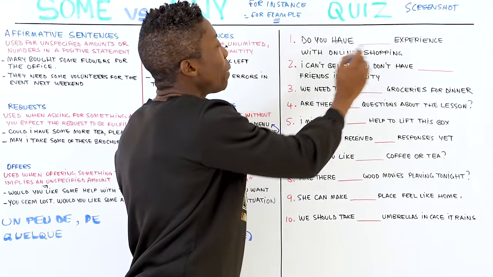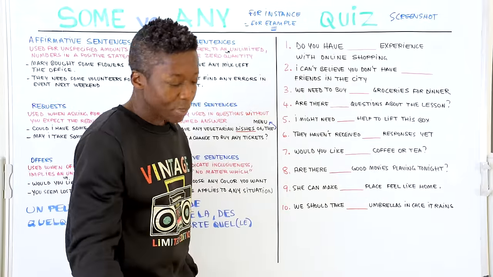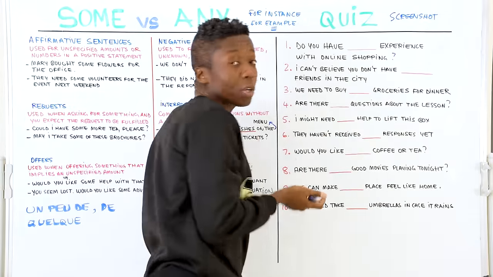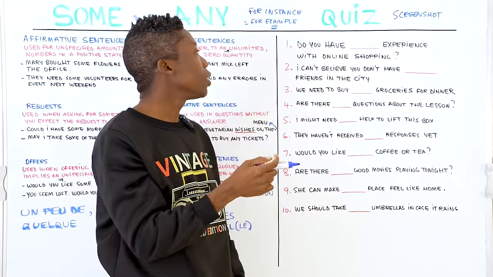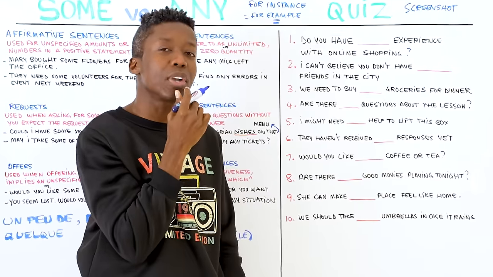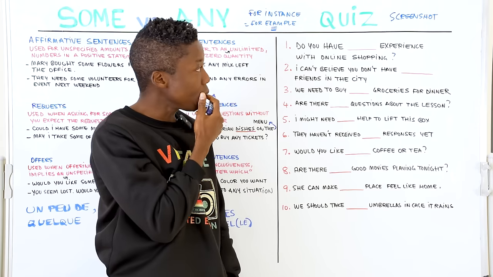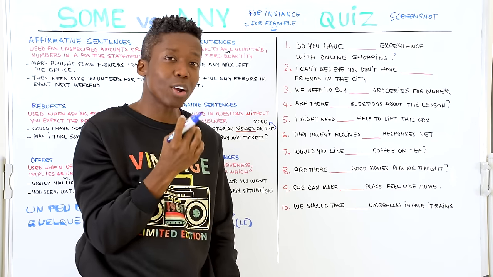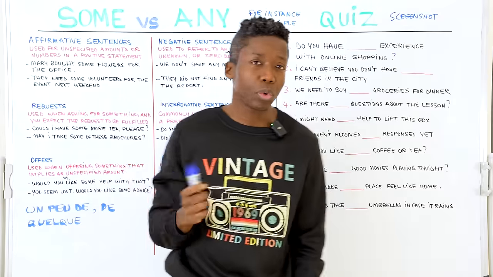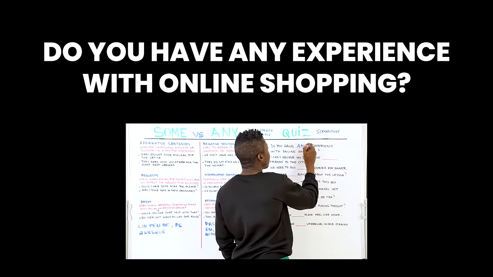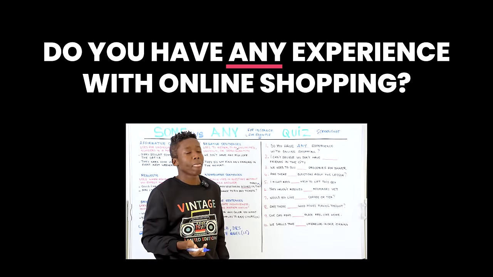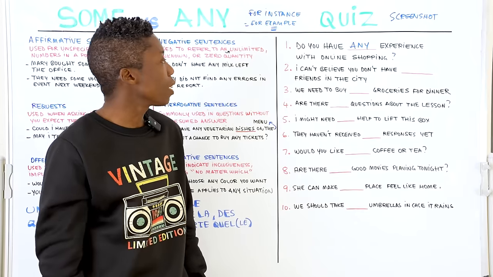do you have experience with online shopping? Ça, c'est une question. J'espère que vous savez que lorsqu'on commence une phrase avec l'auxiliaire, c'est une question, n'est-ce pas? Do you have some experience or do you have any experience? Here, we're looking for information. So here, do you have any experience with online shopping? We don't know. It's information that we're looking for.